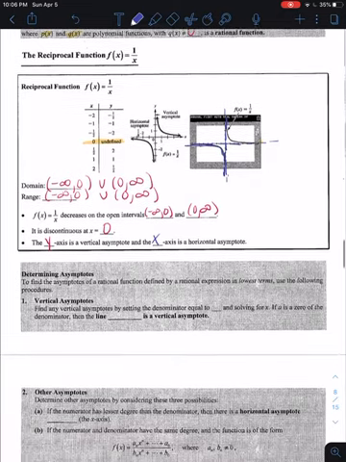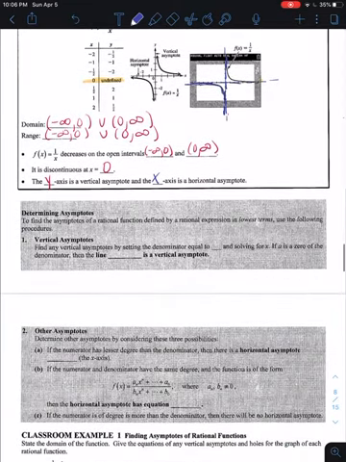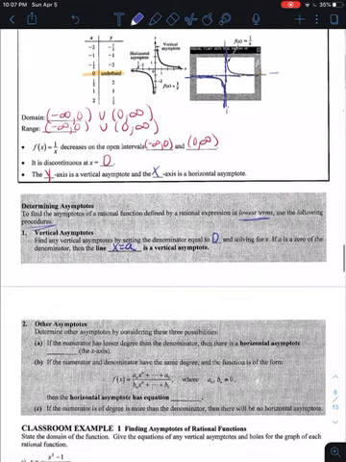So determining asymptotes. How can I determine these asymptotes without even graphing the actual rational functions? So this is how you determine asymptotes. It says to find asymptotes of a rational function defined by a rational expression in lowest terms, use the following procedure. So lowest terms, you definitely have to make sure that you simplify it all the way. It says vertical asymptotes. Find any vertical asymptotes by setting the denominator equal to 0 and solving for x. If a is a 0 of the denominator, then the line x equals a, a meaning any number, is a vertical asymptote. So let's talk about that.